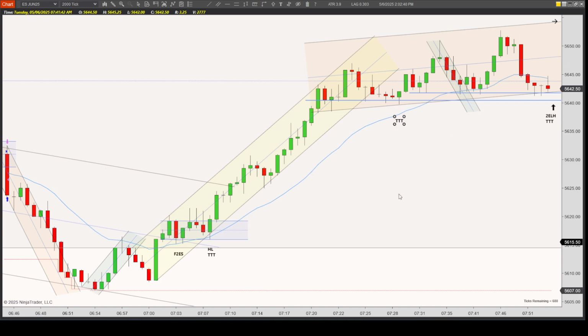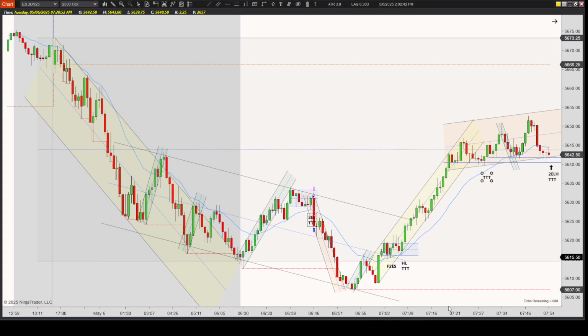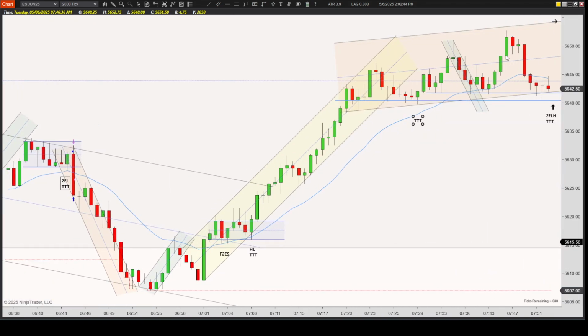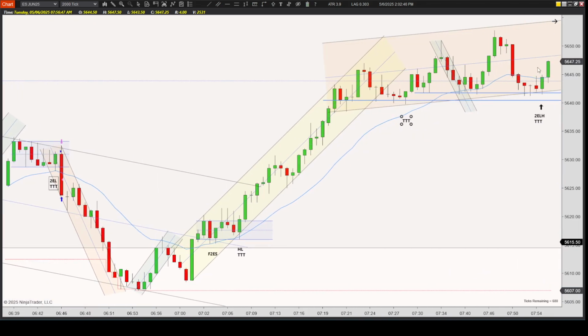Creates a new localized high, not new high of day, because the high of day is here. Creates a new high, first entry long, pullback. It creates a hidden second entry long and a bounce, triple test or multiple test off this support area. So it is a first entry long pullback.